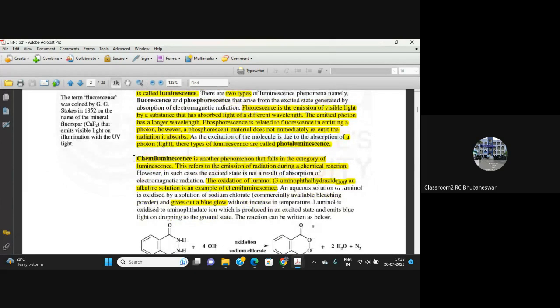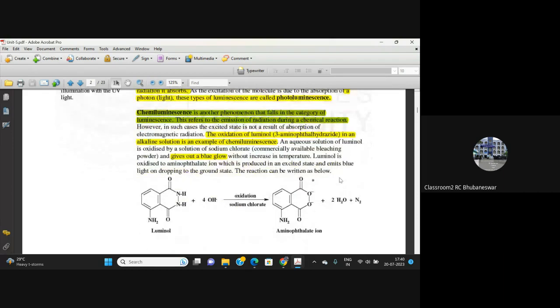Then chemiluminescence is a category of luminescence. It is another phenomenon that falls in the category of luminescence, but this refers to emission of radiation during a chemical reaction. Some chemical reactions are there where you will see a glowing part in that reaction. But remember one thing, if you are seeing a chemical which is colored in nature, it is absorbing and radiating due to a different thing, but glowing nature is something different. Fluorescent property is something different. Until and unless it is absorbing some light and emitting, you will not be able to see that.